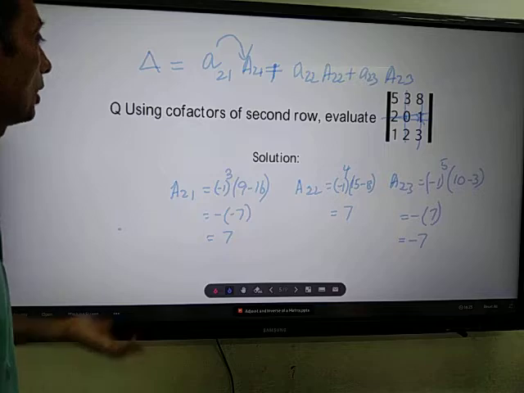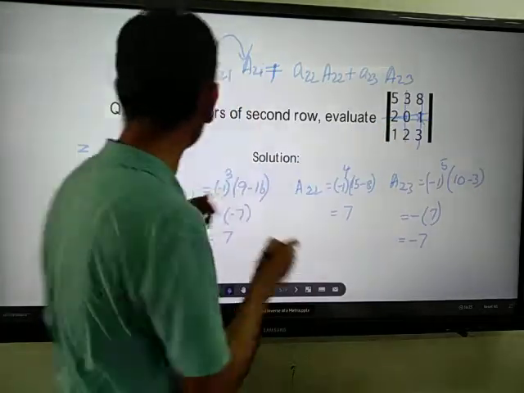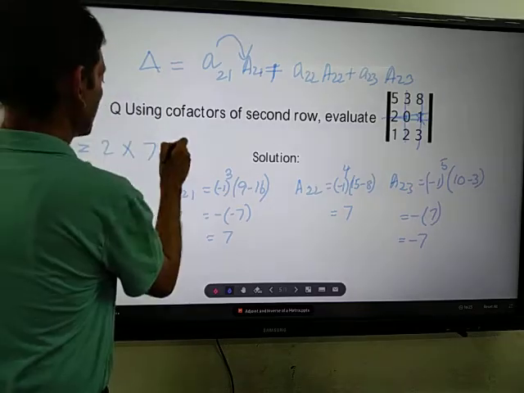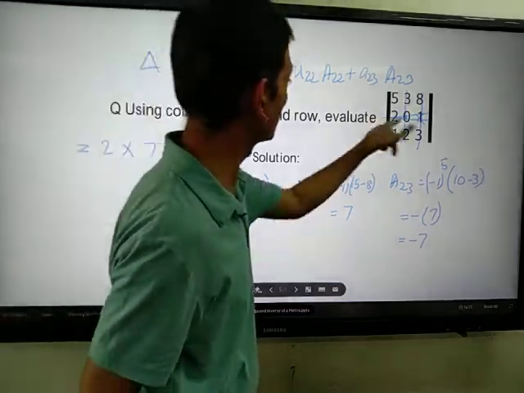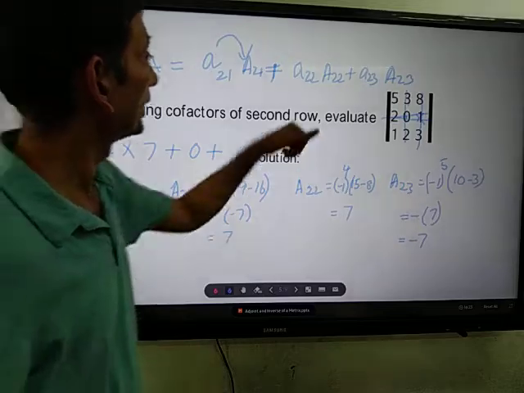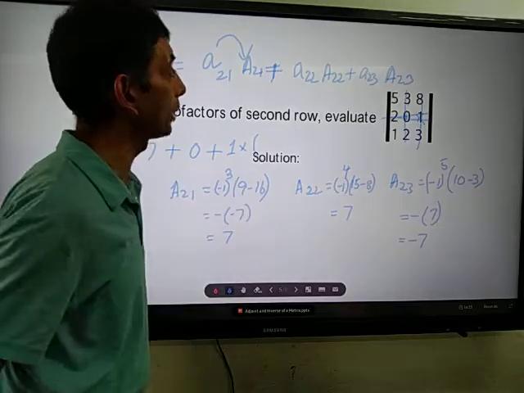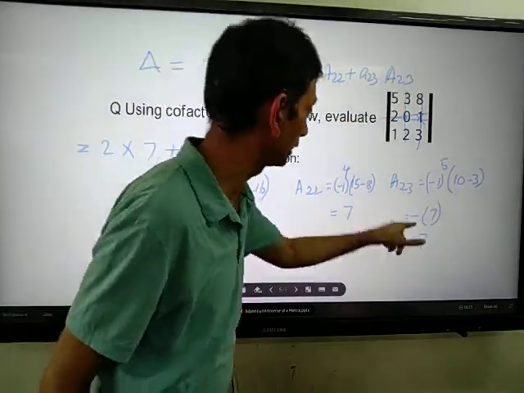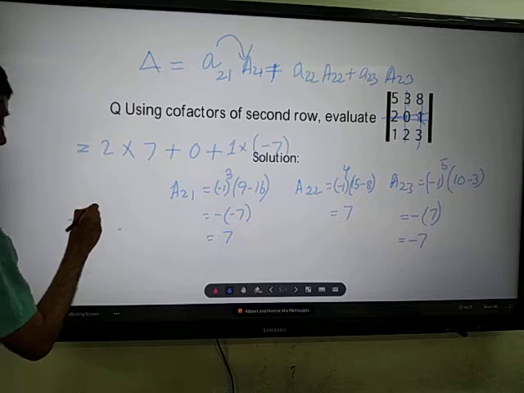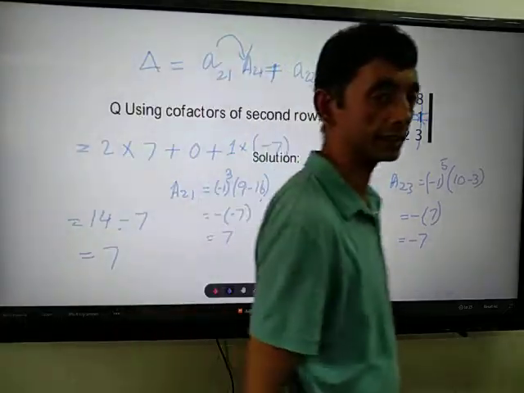Let us calculate what will be the value of this particular determinant. So, a21, what is a21? This is 2. Multiplied by the cofactor A21, A21 is 7, right? Then plus a22, a22 is 0, so we don't need to multiply. This 0 multiplied by the A22 element obviously will be 0. Next a23, what is a23? a23 is 1, and 1 is multiplied by the cofactor of that element, A23. A23 is minus 7. So finally 7 times 2 is 14, and minus 7. So your answer is 7. That means the value of this determinant is 7.